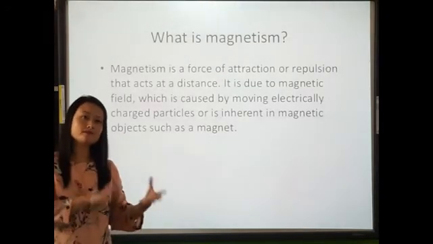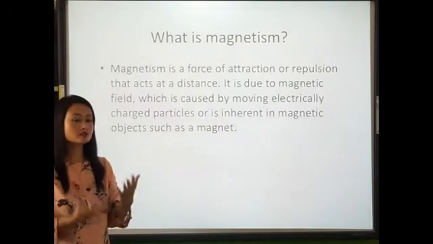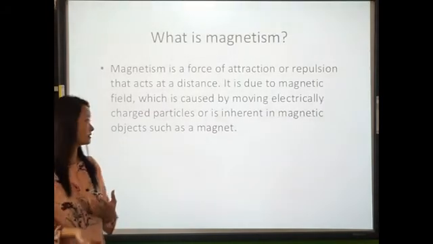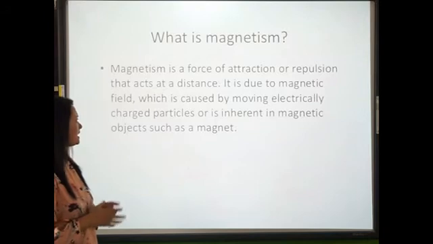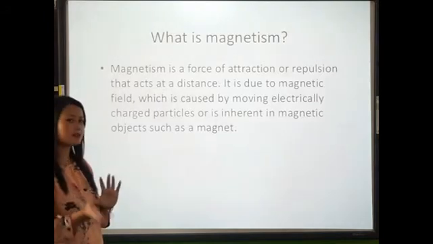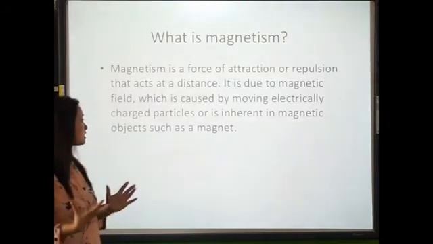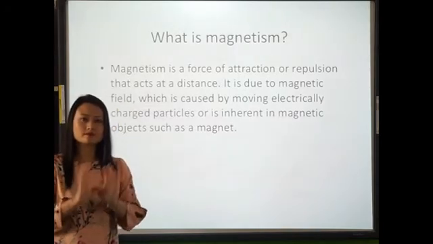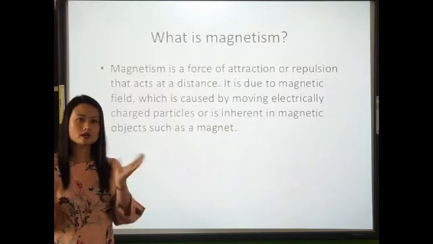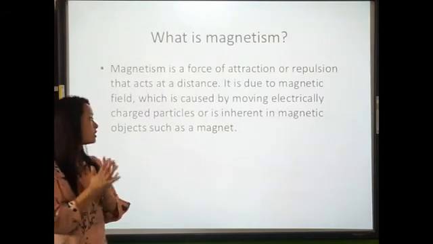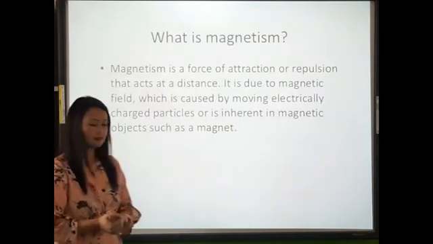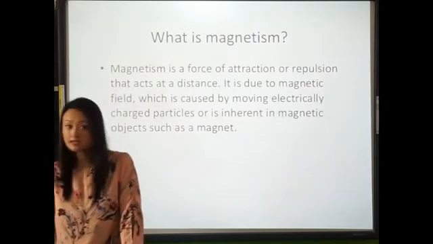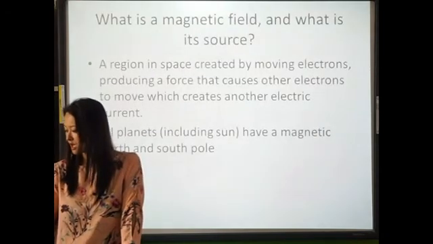So what is magnetism? Magnetism is a property of magnets due to which there is a force of attraction or repulsion. And why is there attraction or repulsion? It is because of the magnetic field, which is basically because of the charged particles, which we will be discussing in more detail later.